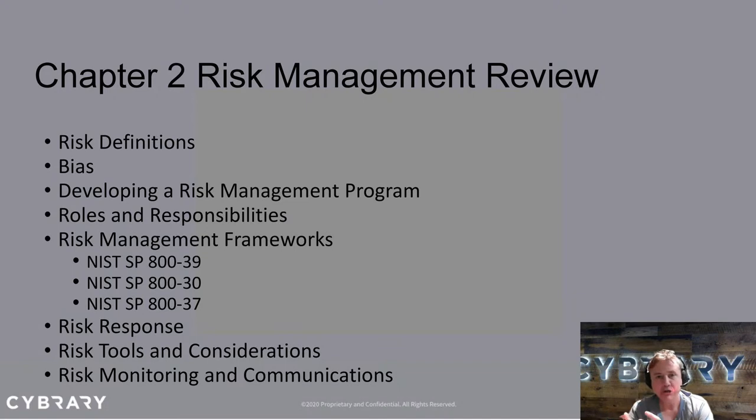Understanding is much more important than memorizing how 800-30 is different from 800-39 and 800-37. I would know a snippet about each. 800-39 is the three-tiered approach. 800-30 is the steps for risk assessment. 800-37 is the risk management framework for secure system development. That's as deep as you need to go in that.